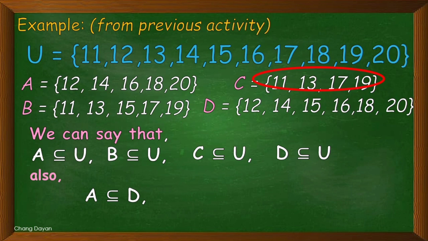Next, we have here the elements of C. Saan makikita ang elements of C aside from universal set? Tama, ito ay nasa set B. So we can say that C is a subset of B, meaning lahat ng elements ni C ay present kay set B. Pero, set B is not a subset of C since hindi lahat ng elements ni B ay makikita o present kay set C.